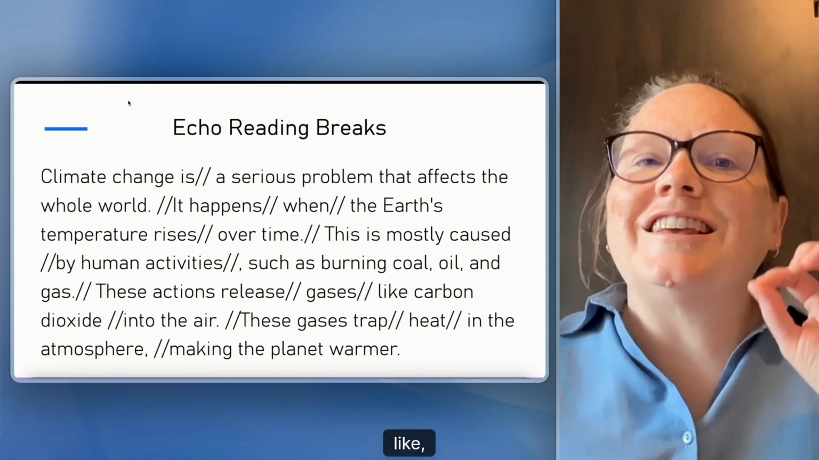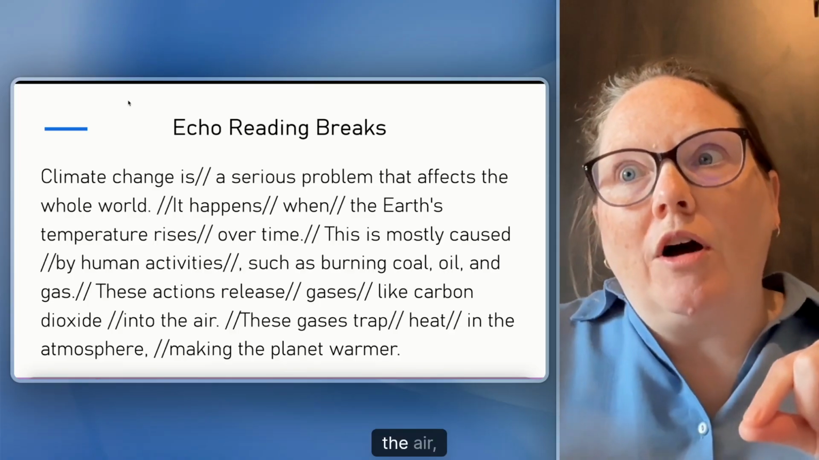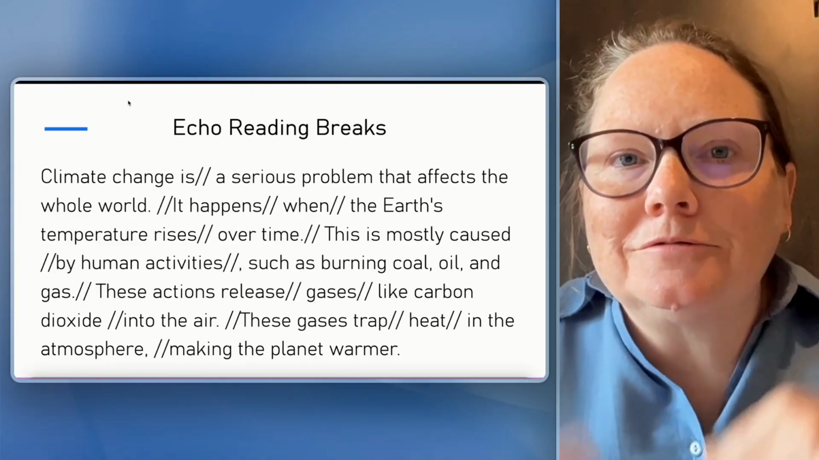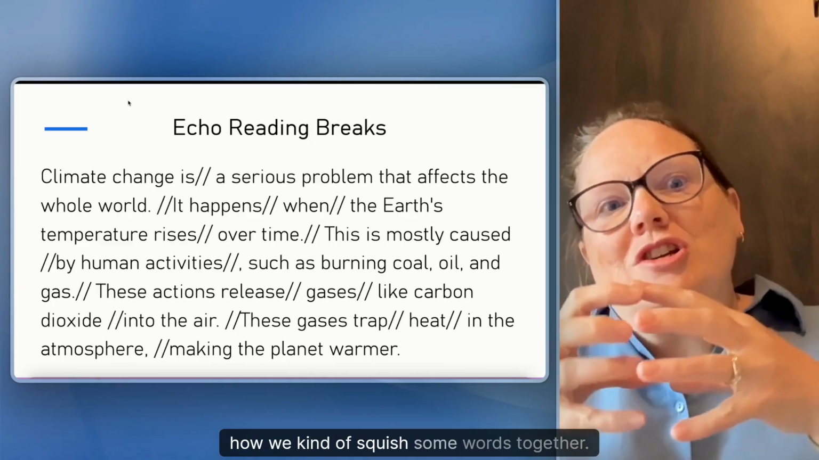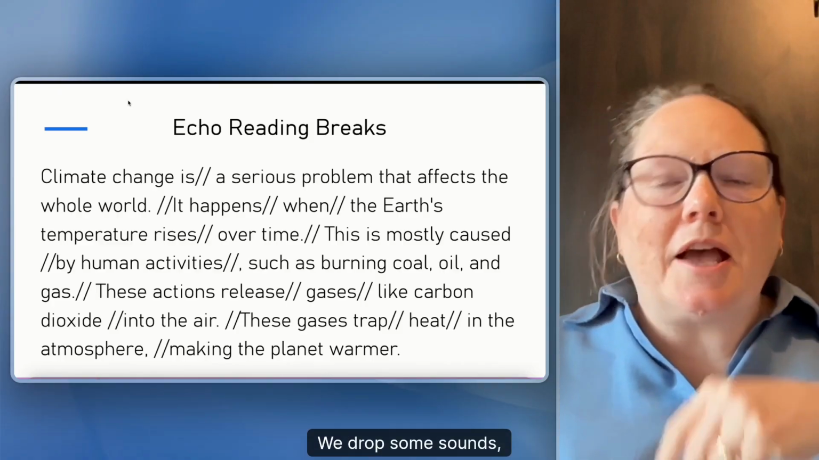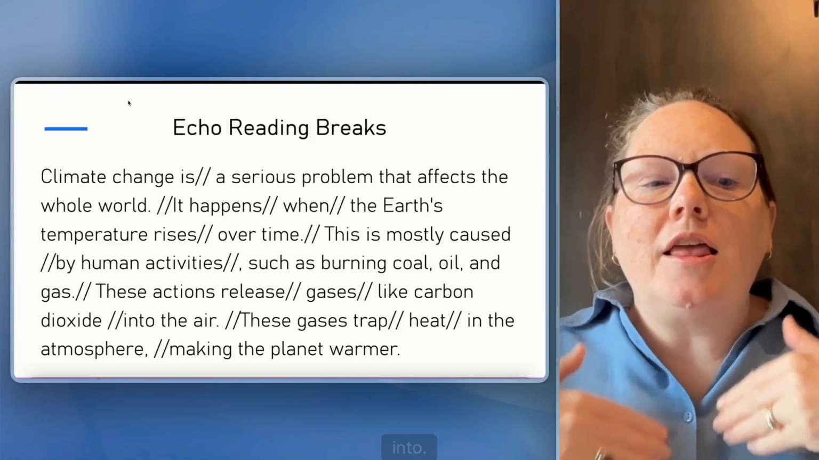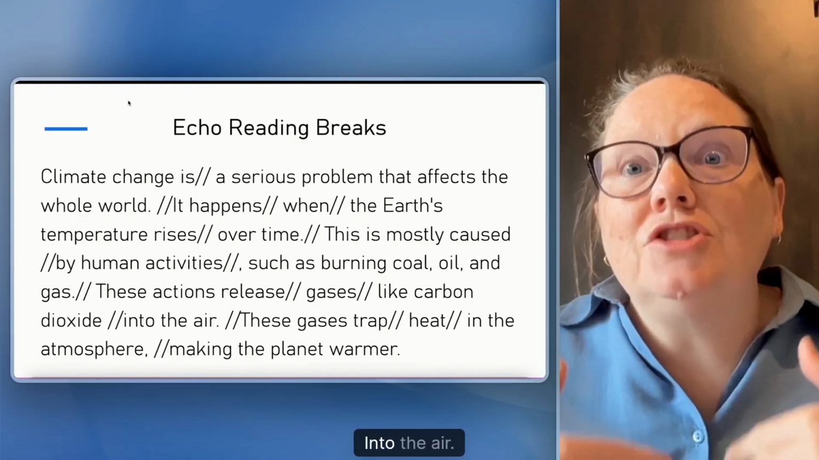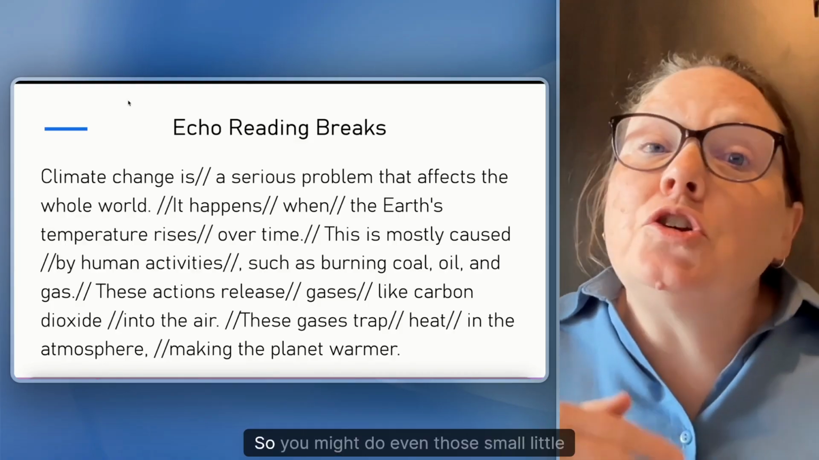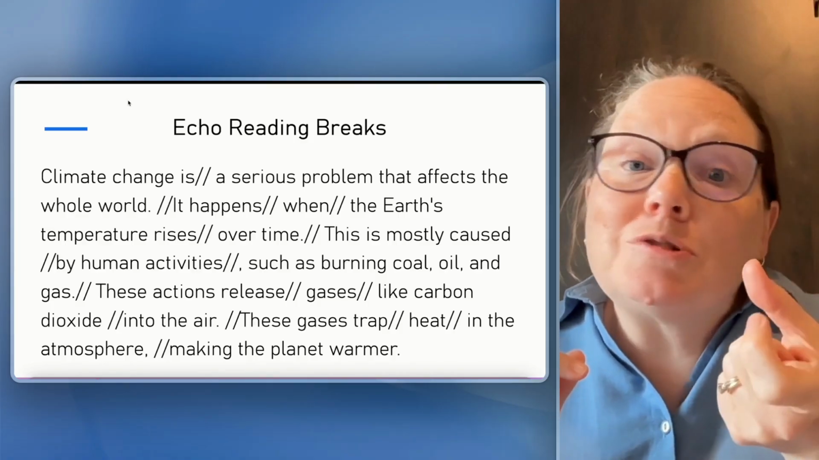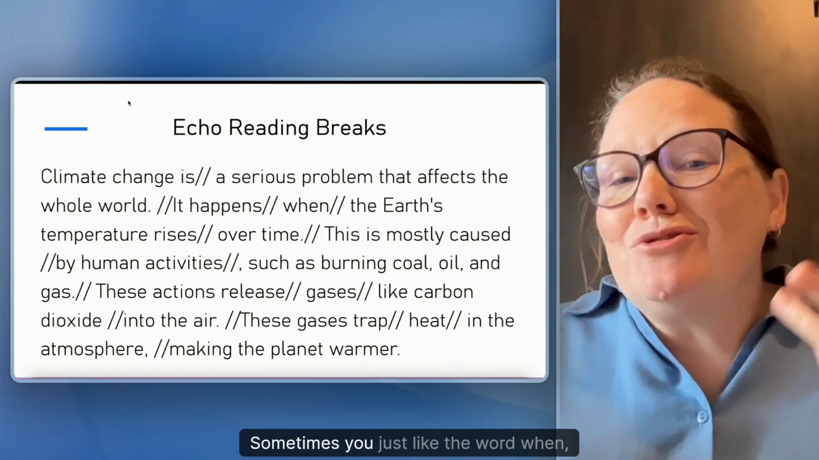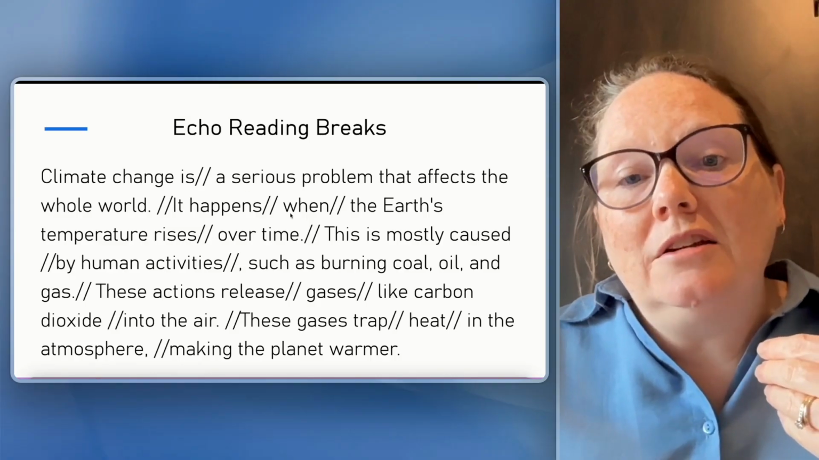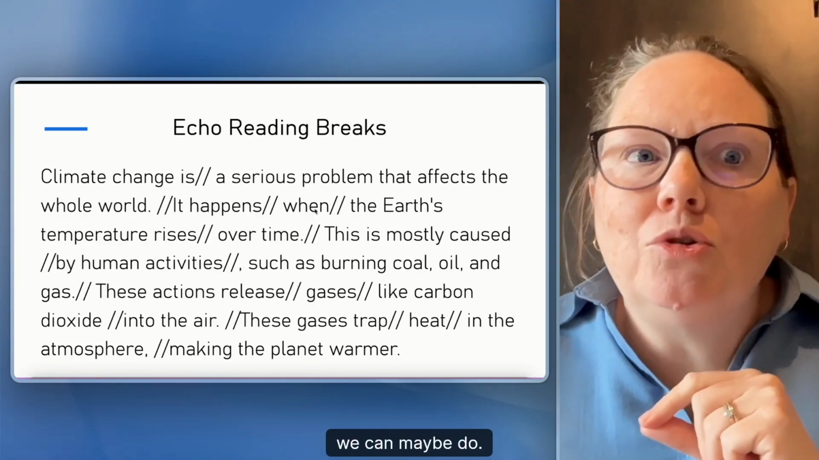Pause. Notice it's not "into the air," but "into the air," right? So helping students see that, how we kind of squish some words together, we drop some sounds, we tweak some sounds. So into the air. So you might do even those small little prepositional phrases multiple times. Sometimes you just, like the word when, we can maybe do once. Okay.